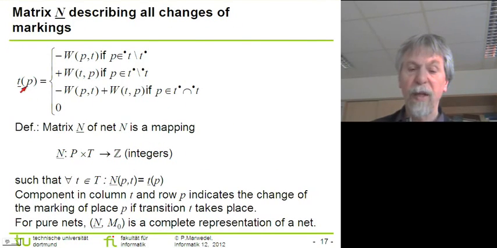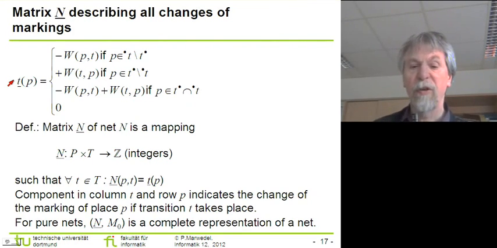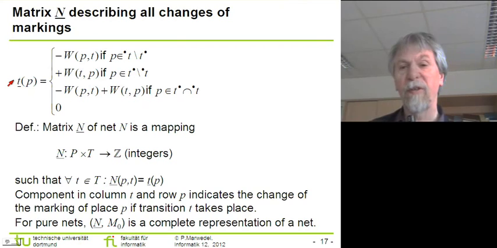Now, from these vectors t underscore, we can form a matrix which is then not just describing the impact of a single transition, but it will then be describing the impact of all transitions. So what we are doing right now is we are using these vectors t underscore as rows in a matrix which we call n underscore.